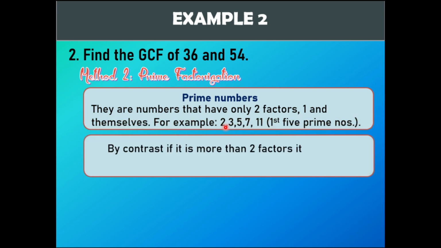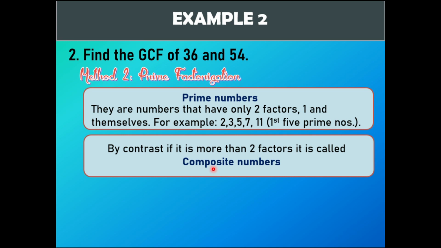By contrast, if a number has more than 2 factors, like for example 4, which has factors of 4 times 1 and 2 times 2, then it is called a composite number. So any numbers that are not prime are called composite numbers, like 4, 6, 8, 10, and so on and so forth.